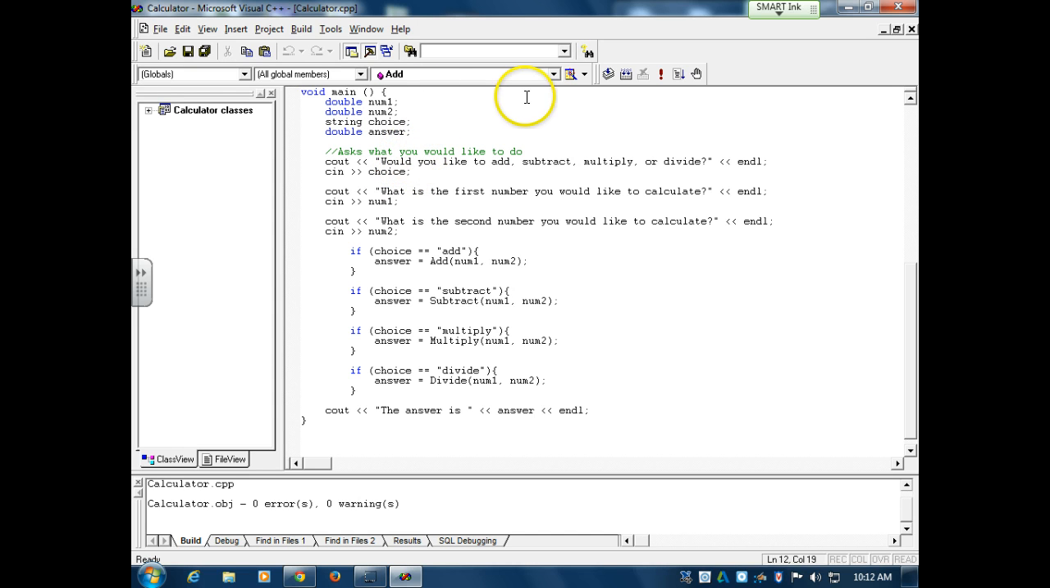because those are the two questions that are asked beforehand. Why are you using, highlight, if choice equals add? Why are you using equals as opposed to equals?